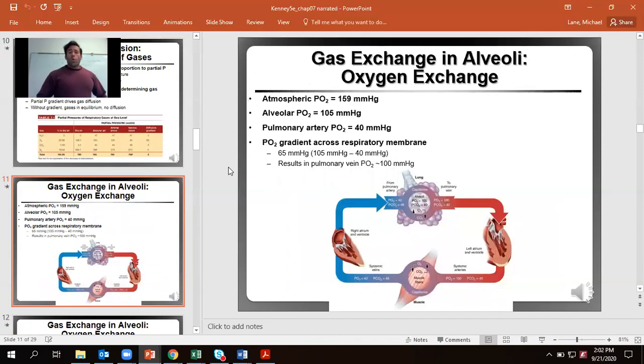Now, we're going to be getting that gas exchange in the alveoli. So we take that initial partial pressure of oxygen in our plain air. Then we get it to the alveoli. Remember, it drops down considerably thanks to the wonders of the water pressure that we have.